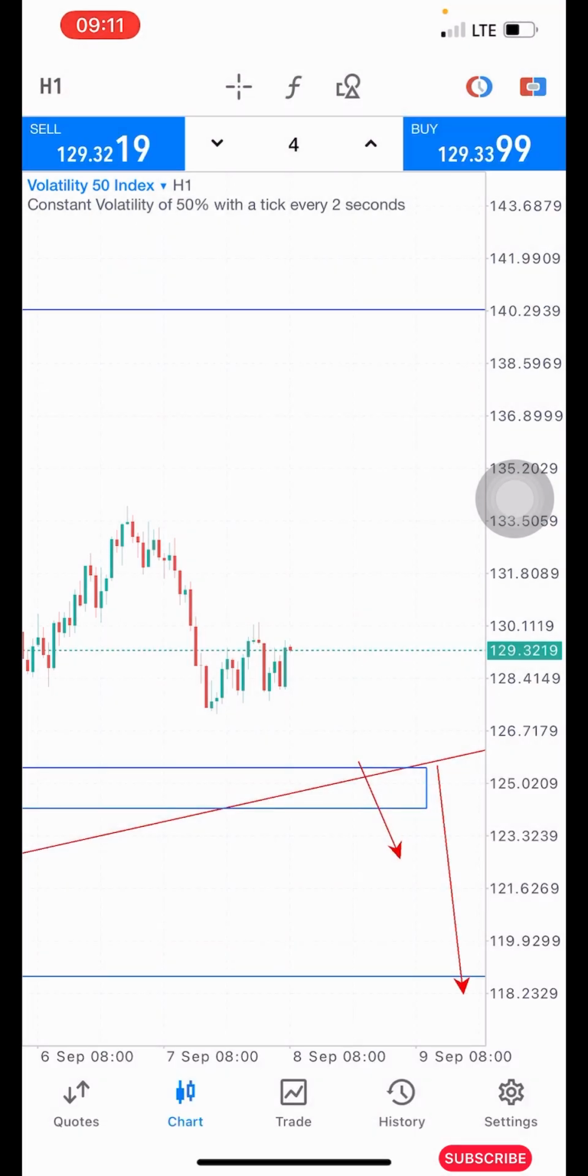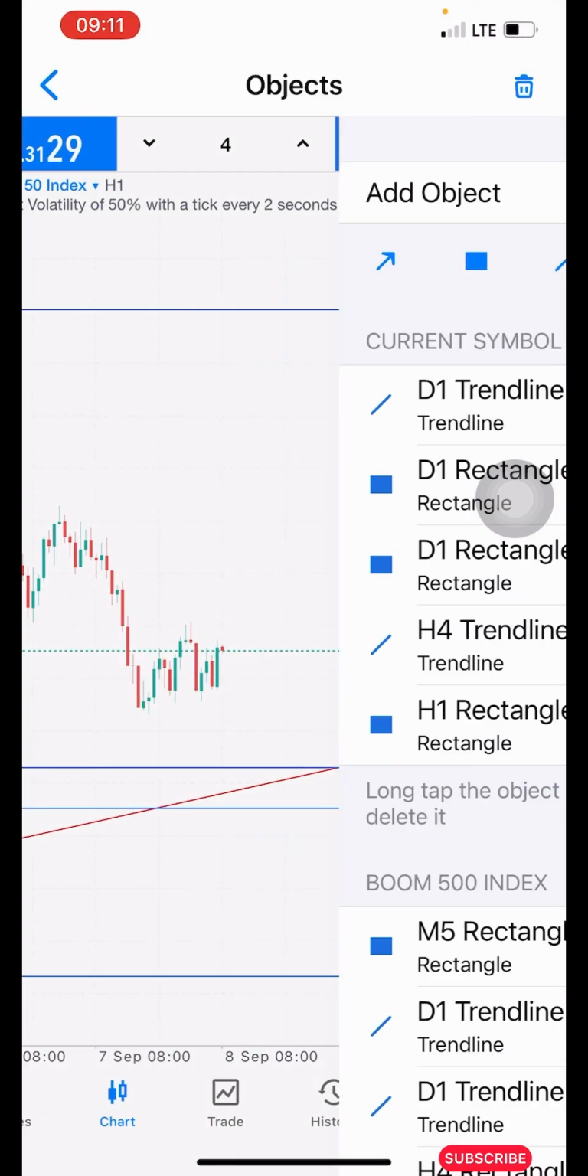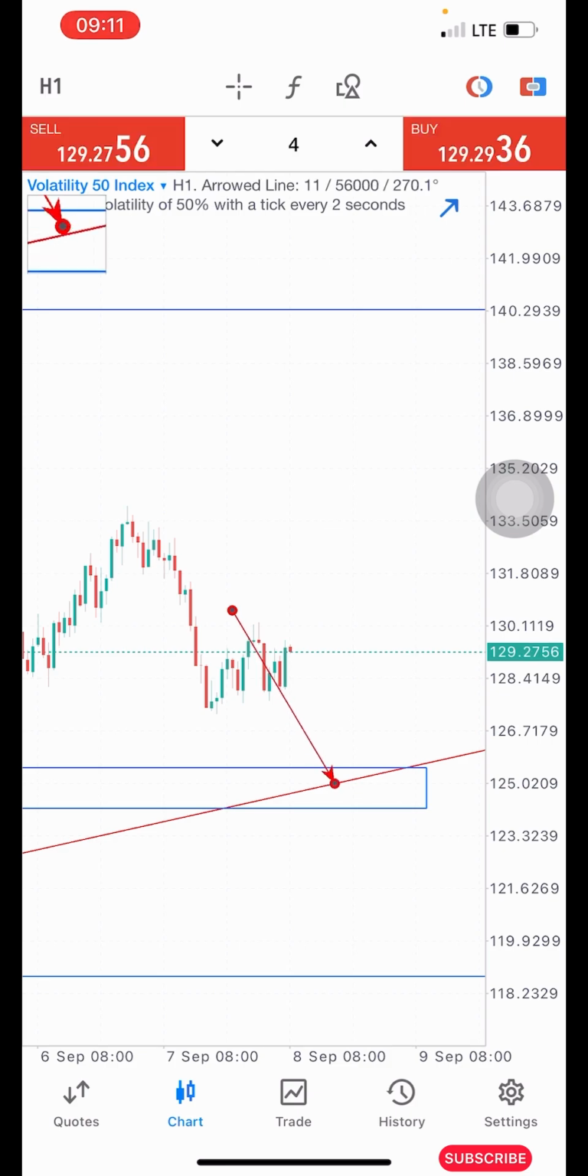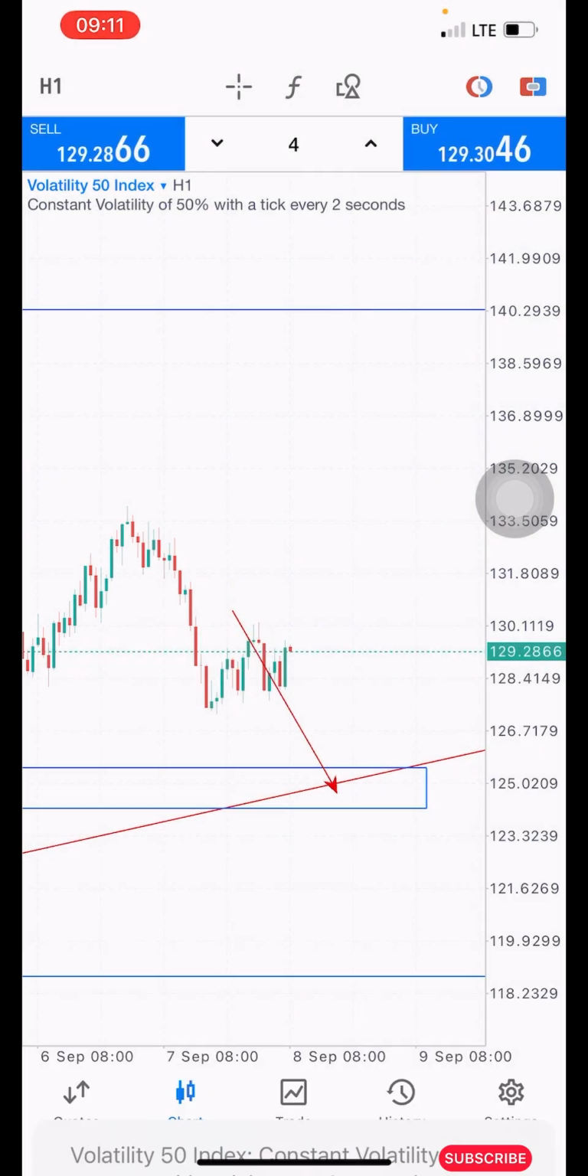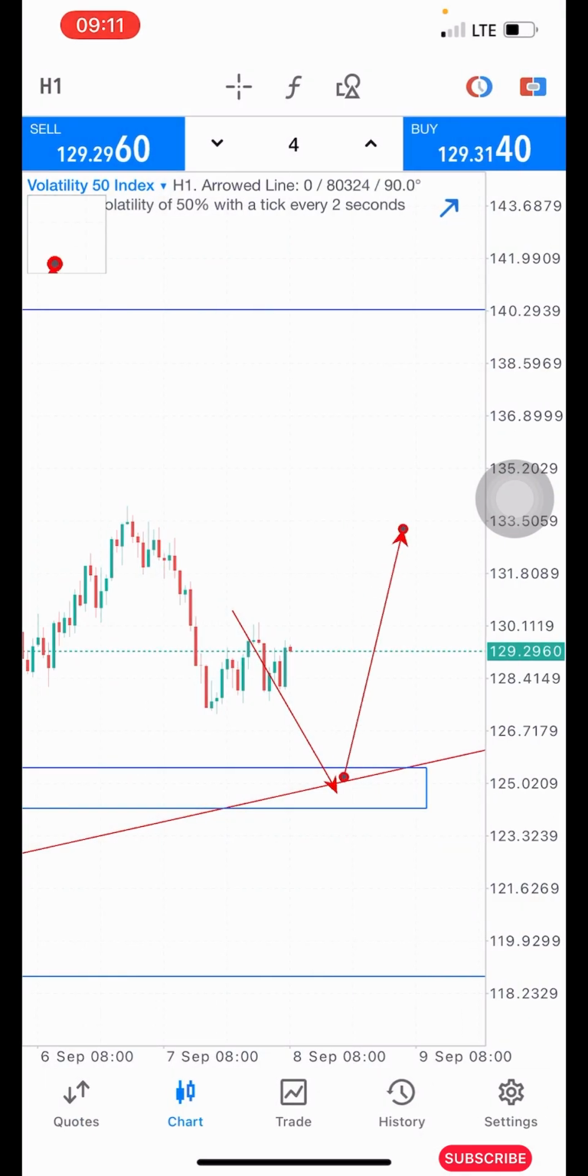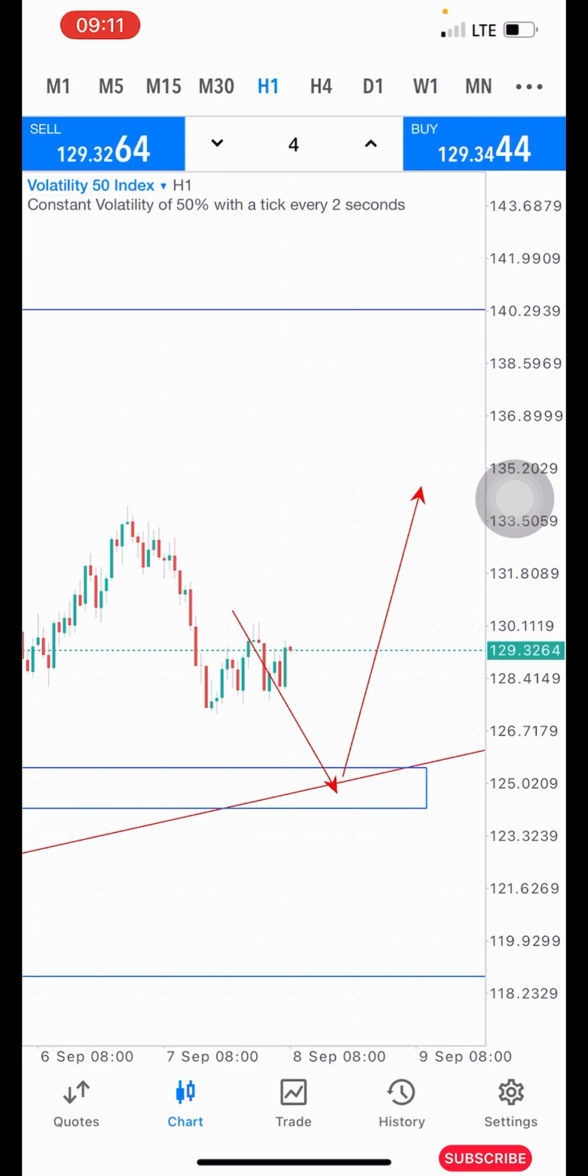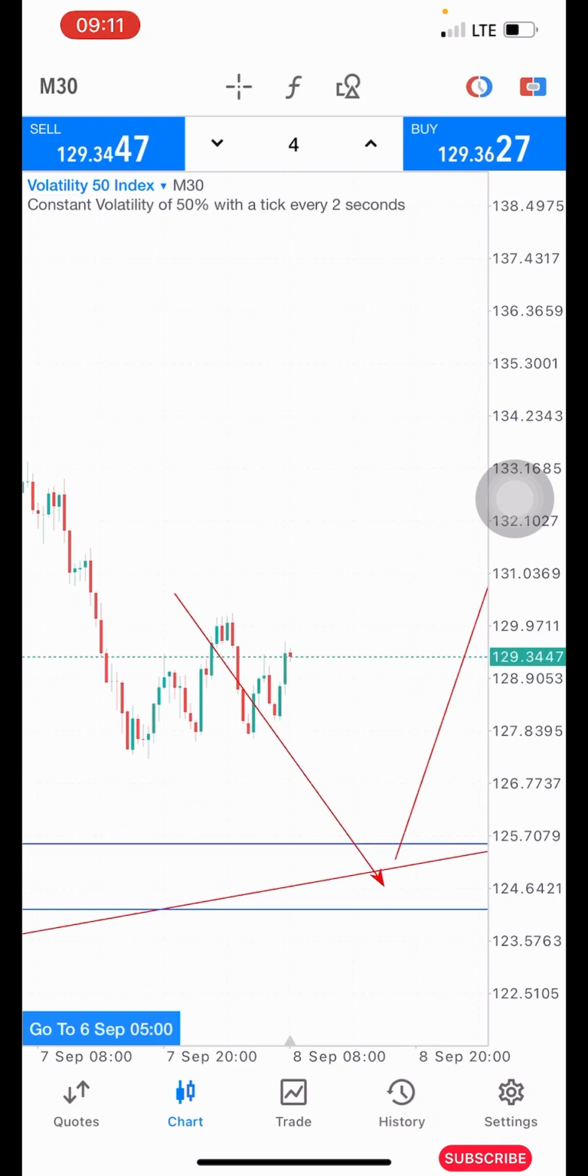All right, so I'm still going to break it down to the 30-minute time frame. So this is the analysis on the 1 hour time frame, right? So the first plan of action is to wait for price to get to this place, then we'll look for a buy to the upside. All right, so I'm stepping down to the 30-minute time frame.